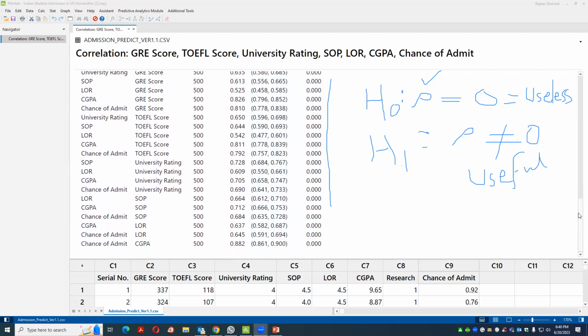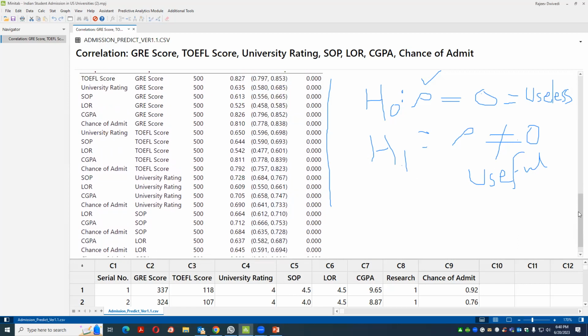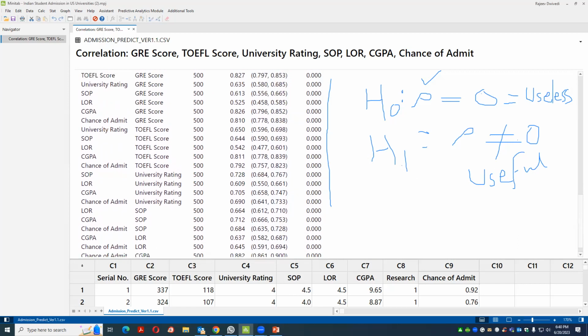Exact learning that you used in the last hypothesis testing, we are going to use the same thing here.